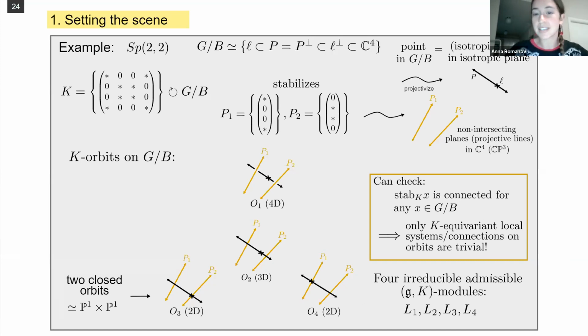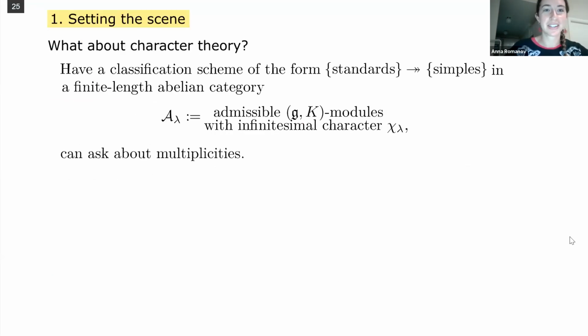And what this tells us is that within this regular integral block of our category of admissible GK modules, there are exactly 4 irreducible modules, 1 corresponding to each of these orbits. And we could construct them again by taking a connection on each orbit, pushing it forward to build this irreducible D module and taking its global sections. Okay, so back to our general story after that side remark.